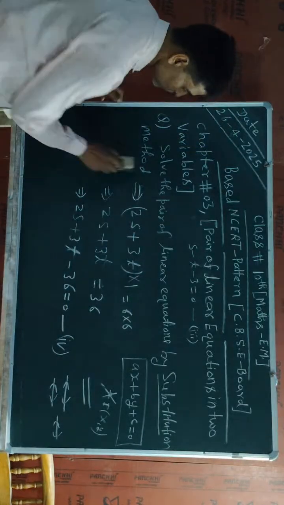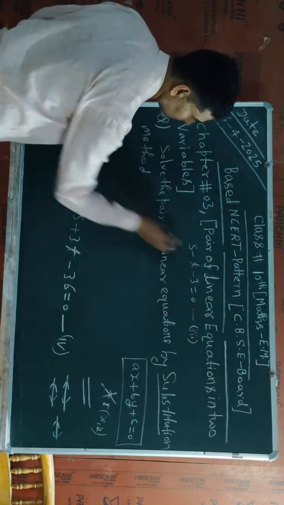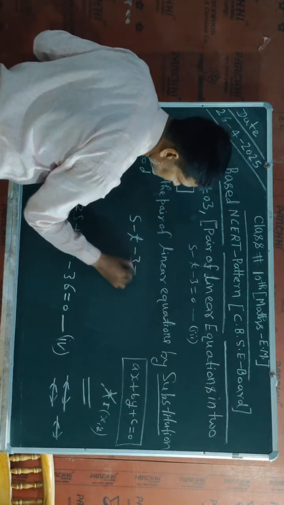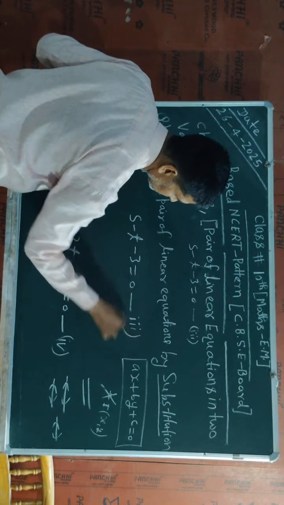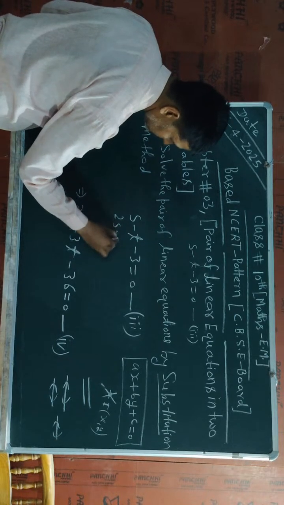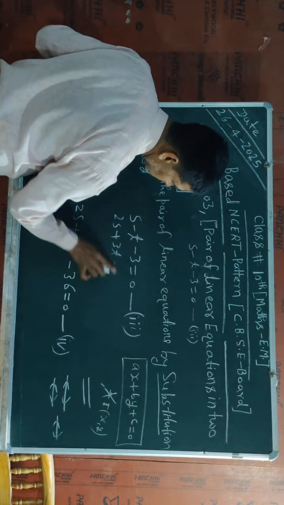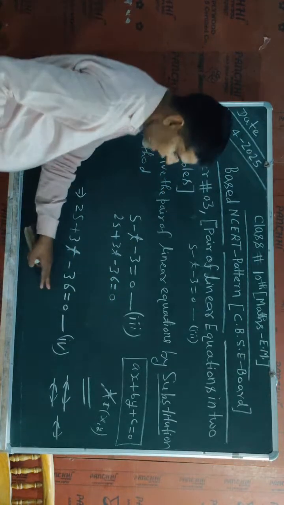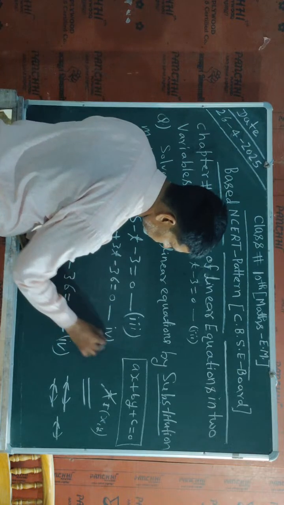So further I am going to erase the above data and then write the required data: minus t and then minus 3, which is equal to 0. This is equation number 3 I have written here. Okay, student. Now here I am writing 2s plus 3t minus 36, which is equal to 0. This is equation number 4.